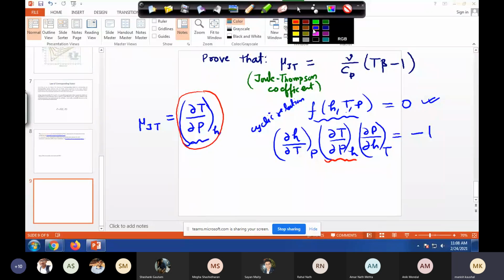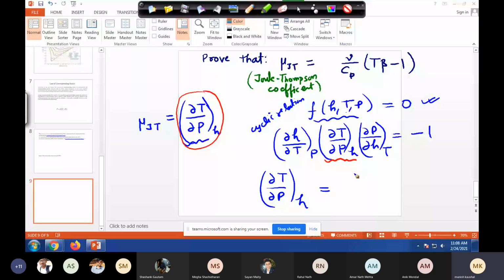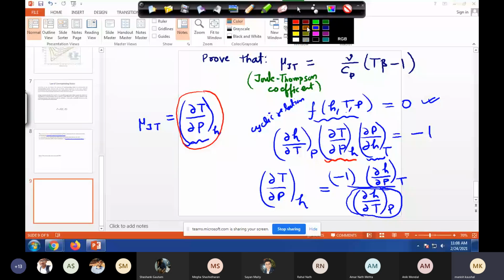So I can write dou T by dou P at constant H is equal to minus dou H by dou P at constant T, which goes in the denominator, but if I flip it, I can put it at the top. Okay, fine. Now can anyone tell me what this is? Any guess? You have this relation which you want to derive, so there is a hint what it can be. Dou H by dou T at constant P.